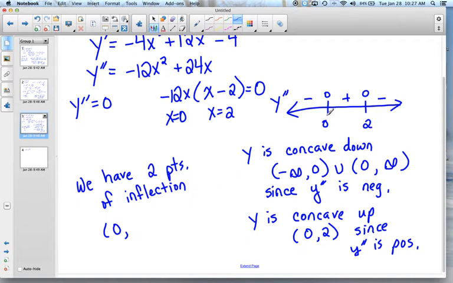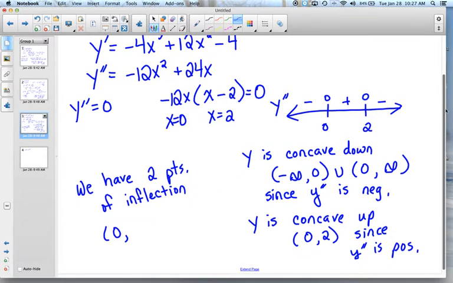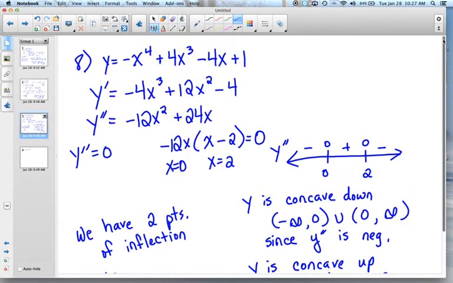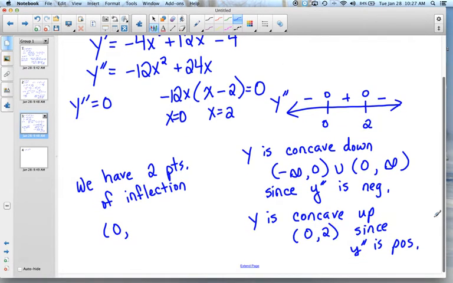Now to find out the y value, you have to go back up into your original function. So you'd plug a 0 in here and you'll get 1. So at 0, 1. And the reason is because it goes from concave down to concave up. And the other one is 2, and I substituted that in already and got a 9. Okay, so my reason is because it changes concavity.